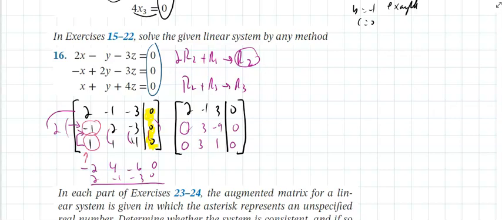Now what's the next step? Use those two rows to make that a 0. Well, I could do that. Take negative row 2, add it to row 3. Okay.